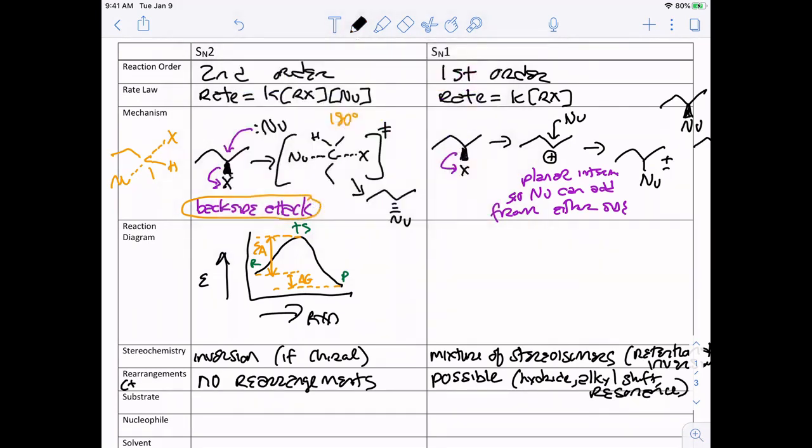For my SN1, because this is taking place in 2 steps, I'm going to have 2 steps. So energy, my reaction. We're going to go up, dip down for the intermediate, go up again, and then come down to my products. I just wanted to erase part of it because I didn't come down quite low enough. But so up, dip down to the intermediate, up again, and then down to our products.